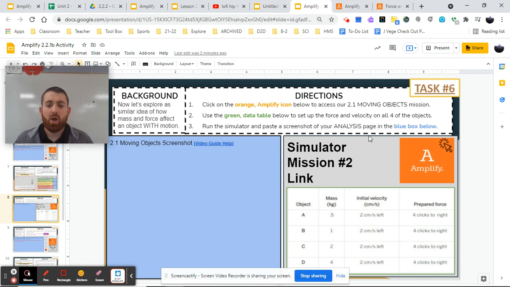In task number 6, we are going to have our same set of objects, A, B, C, and D, with our same masses, 0.5, 1, 2, and 4 kilograms. Our objects, though, are going to be in motion this time. They're going to have an initial velocity of 2 centimeters per second going left. And each of those velocities, we are going to prepare and apply a force of 4 clicks to the right. So everything's the same, but this time, their initial velocity isn't 0, it's 2 centimeters to the left.